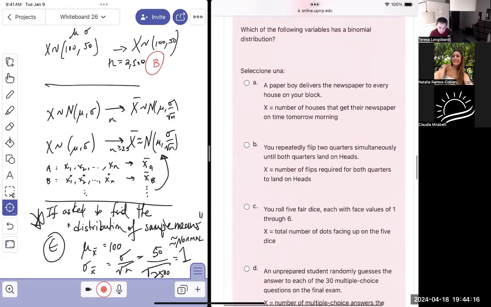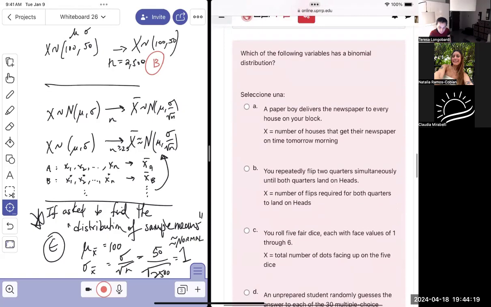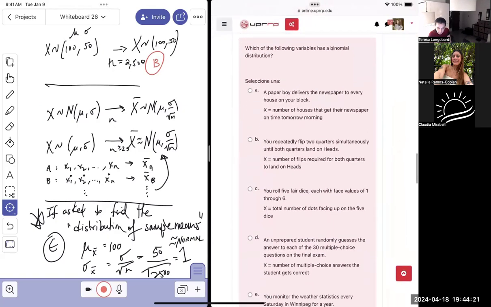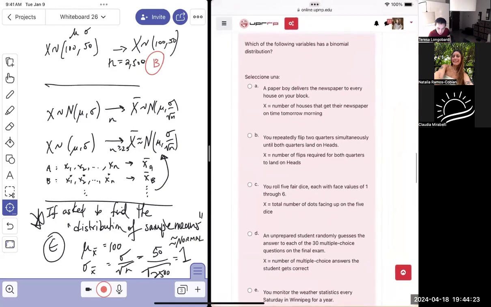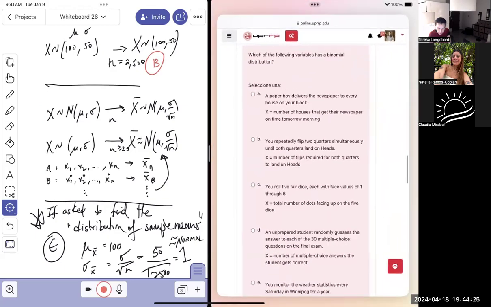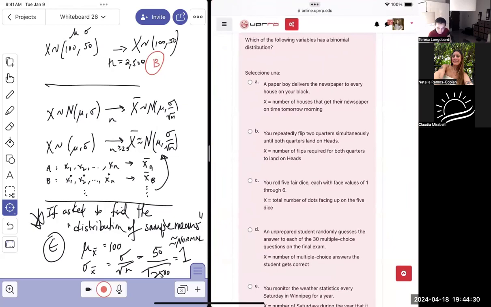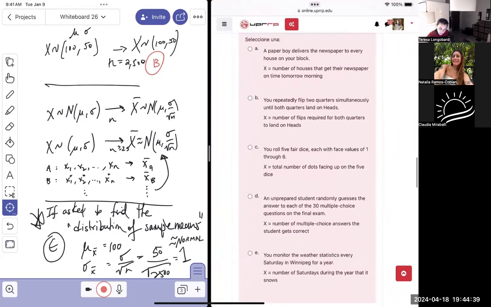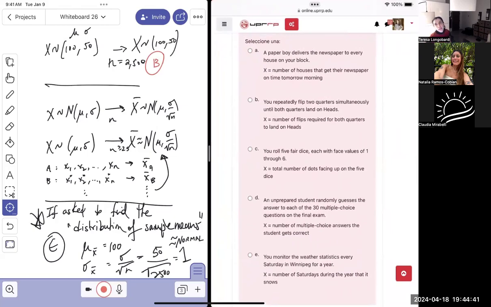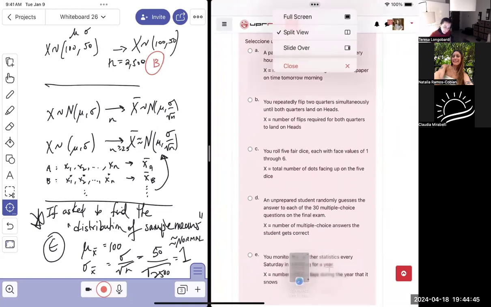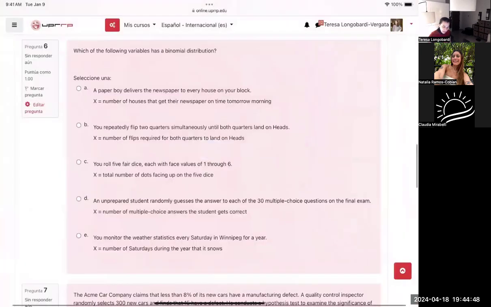All right, here's a good one. Which of the following variables has a normal distribution? I have to make it a little bit smaller, but it won't. So which one has a binomial distribution? To have a binomial distribution, you should be able to find N and P.